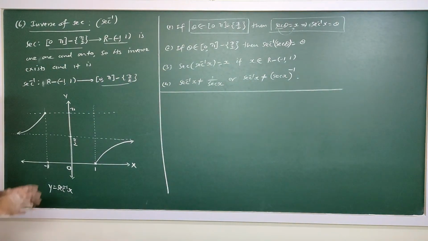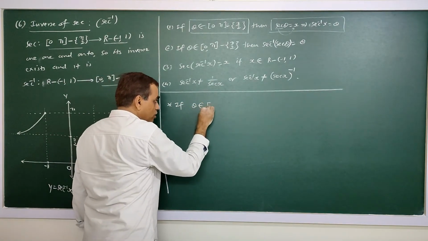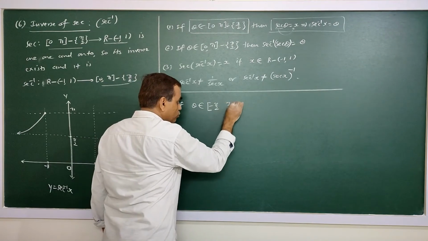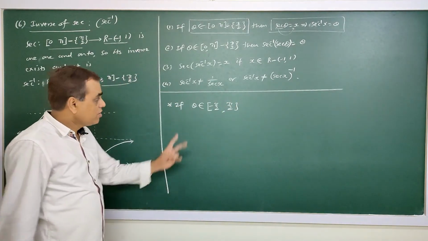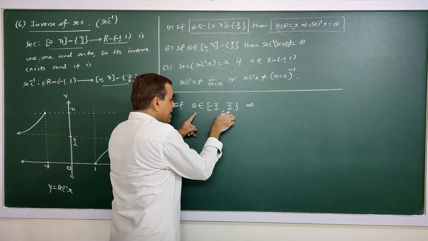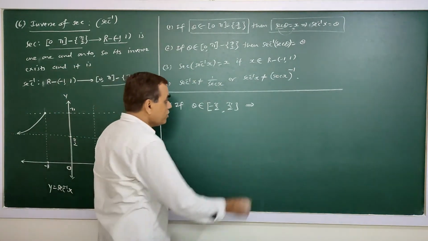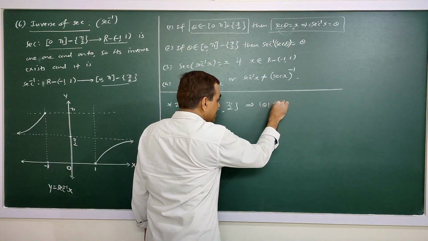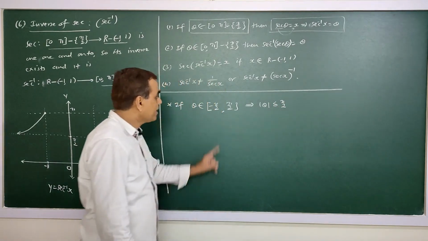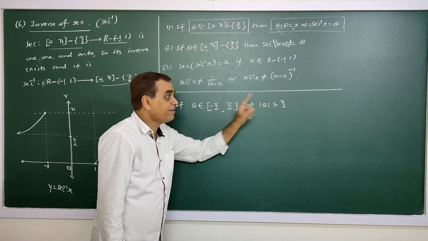Now, before going on to the next property, let me discuss some symbols. Say, if theta belongs to minus pi by 2 to pi by 2, the meaning of this statement is that this is the set of numbers whose modulus is less than or equal to pi by 2. If you take the modulus of any number from this interval, its modulus is less than or equal to pi by 2.